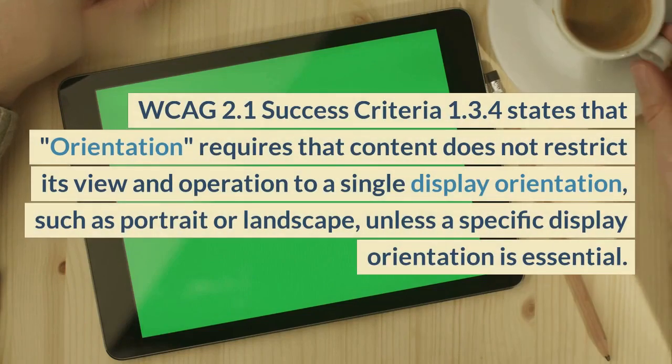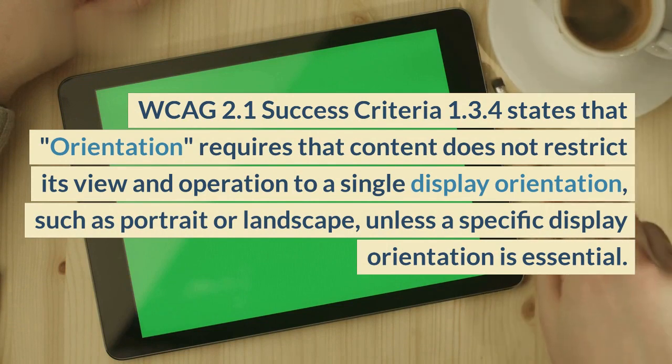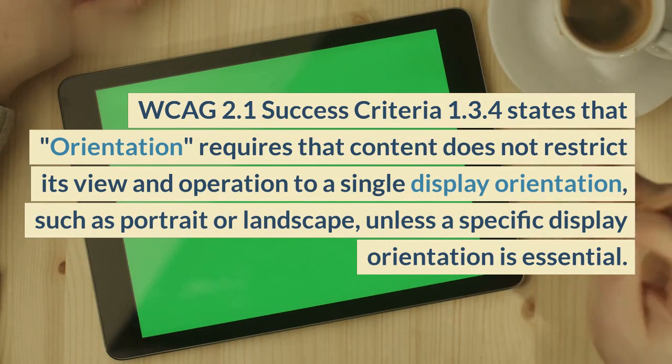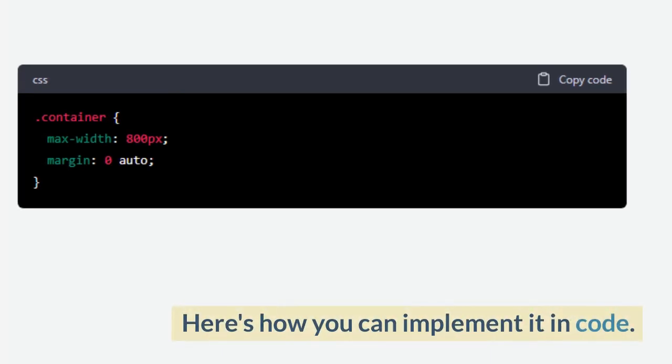WCAG 2.1 Success Criteria 1.3.4 states that orientation requires that content does not restrict its view and operation to a single display orientation, such as portrait or landscape, unless a specific display orientation is essential. Here's how you can implement it in code.